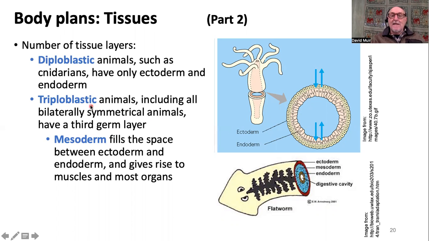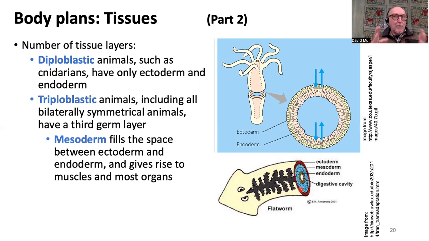In the triploblastic animals, there are three tissue layers. And here's the simplest example here. This is planaria, which is a flatworm. And they have three tissue layers. Here's the ectoderm still. Here's the endoderm, also forming the gut. But in between, there is a tissue called the mesoderm. And from the mesoderm develop all sorts of other organs.